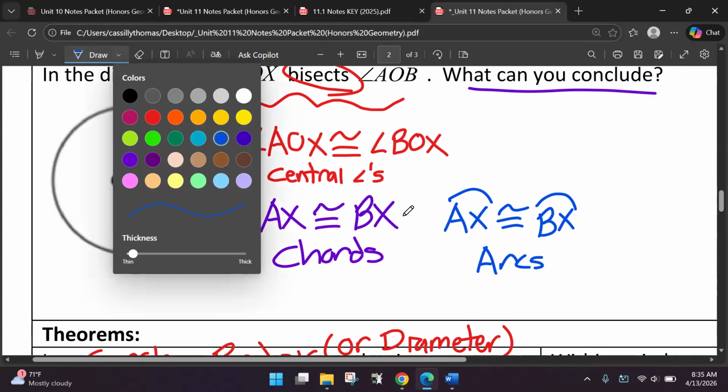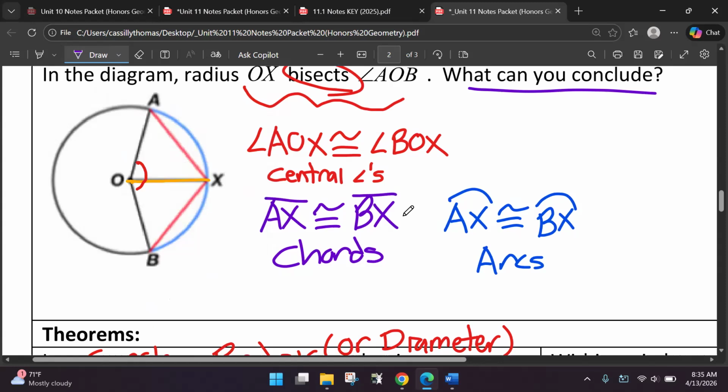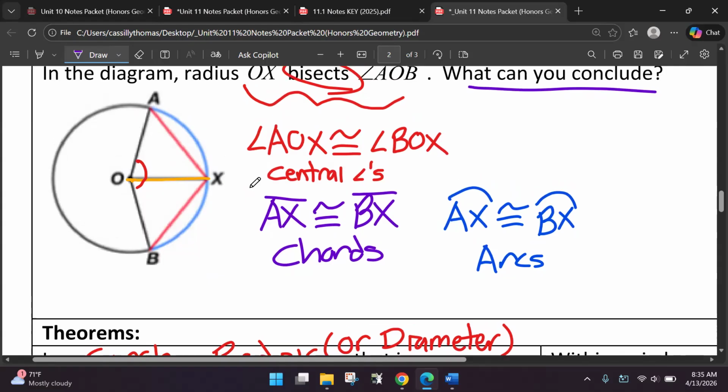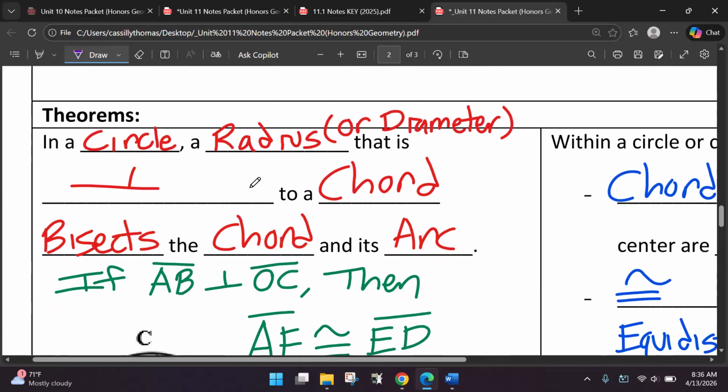I've got to be careful on this. Let's put some segments over that, right? Because segment AX and arc AX are two very different things, but it's a subtle difference. This one's kind of that arch shape. This one's just a stick. So that's everything we can conclude from this picture. Two more theorems, and then we'll work through some examples.